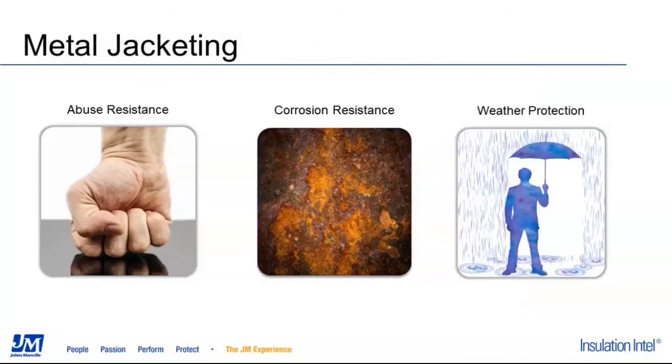So what are the advantages of metal jacketing? Metal will provide even higher abuse resistance than even PVC. It will help protect the system from corrosion, and that will be achieved through the weather protection. If the jacketing is installed properly, then that will lead to sealing the system and not allowing the elements to get into it.